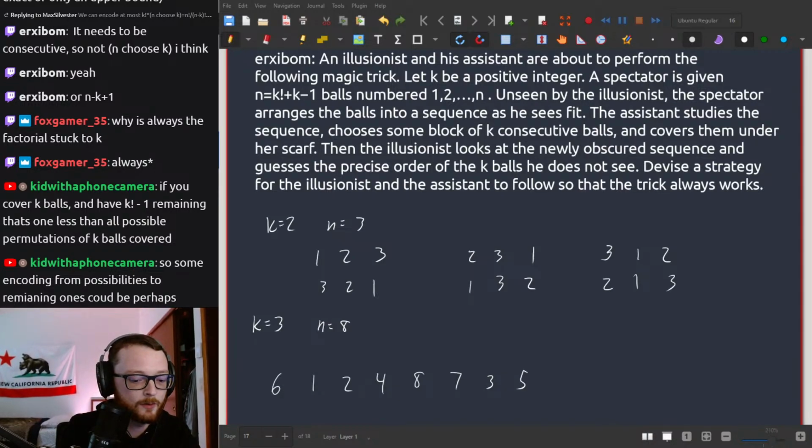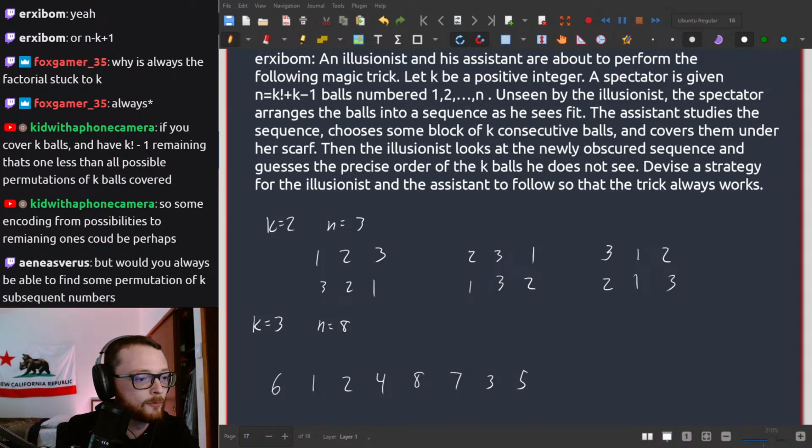My 2019 high school competition. The solution is not known, or they don't post the solutions. Okay.